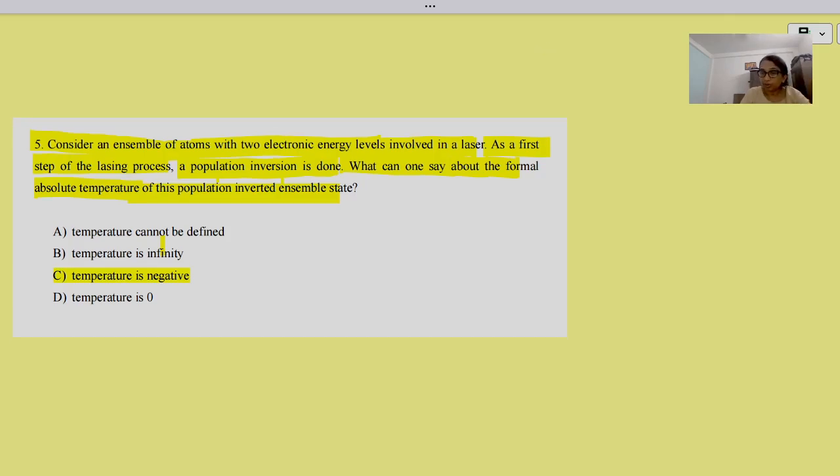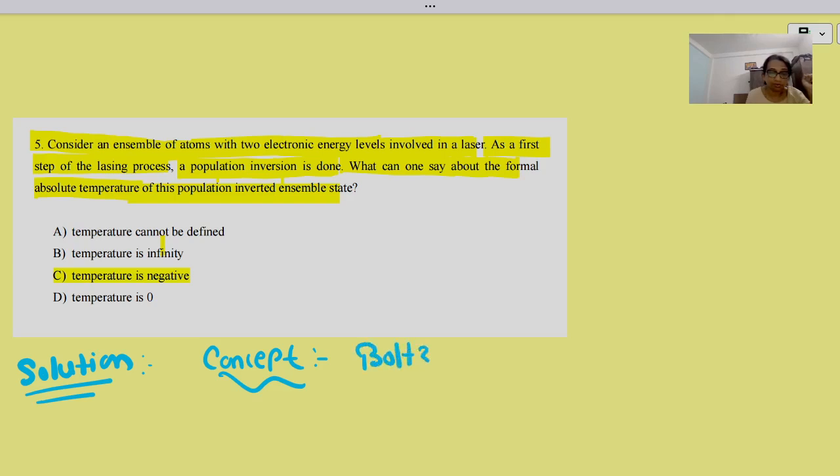In this reaction, population inversion is going on, and we are using the Maxwell-Boltzmann law, which completely depends on the temperature. So what is the concept in this question? The concept is that the question is temperature based. So now, Boltzmann distribution.